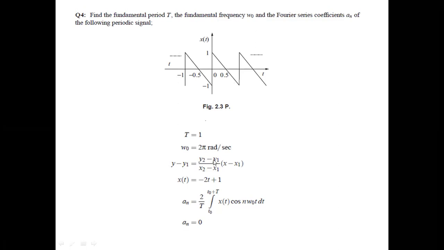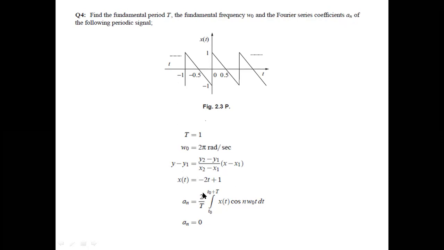y minus y1 is equal to (y2 minus y1) by (x2 minus x1) into (x minus x1). What is the y, my dear students, here? The y is x of t minus 0, and the x is t, you take the slope. Okay, we got x of t is equal to minus 2t plus 1. This is the given signal, my dear students. For this given signal, you can find a0 and an, because they are asking for the Fourier series coefficient of an.